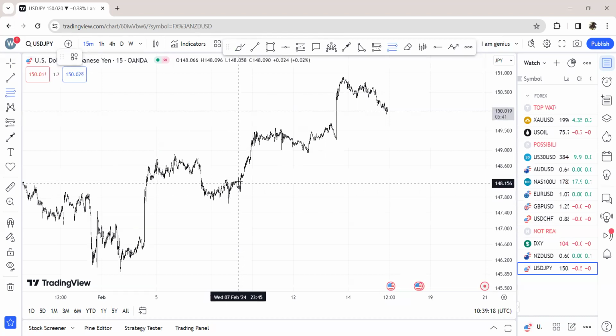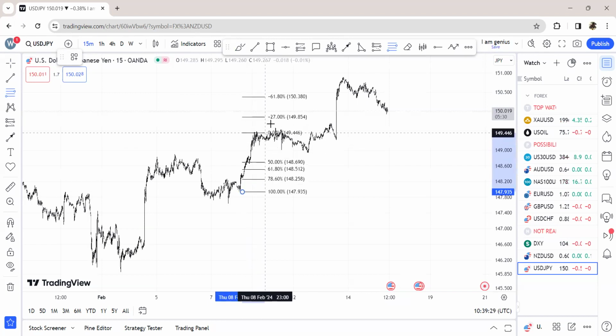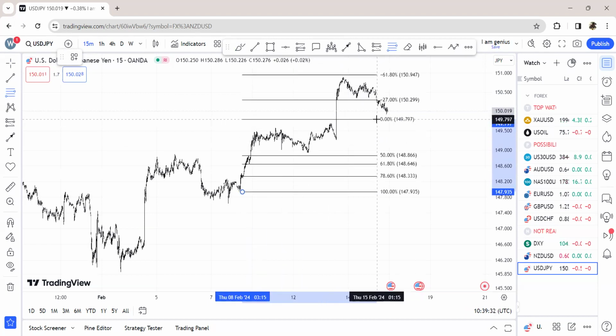It had this smaller, this can also be like some Fibonacci level as well, pushing the market all the way up to that level and started retracing. So we'll start it from here. That's where the impulsive move starts from. Then I drag it all the way to the top.